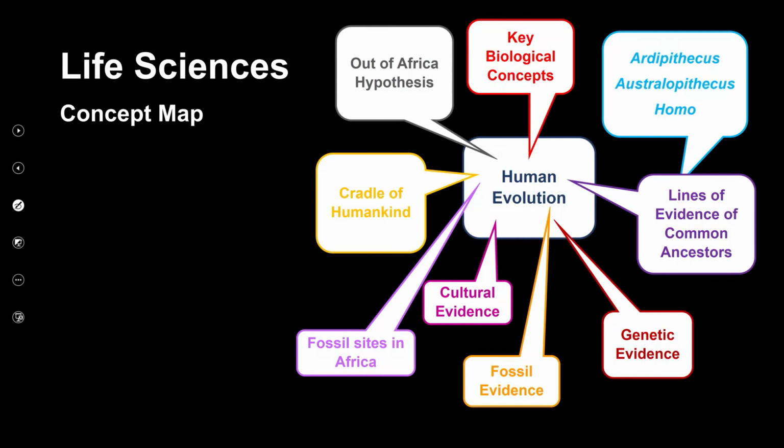Okay, so we have had a look at our key concepts. We've had a look at the different humans or ancestors or hominins. We've had a look at how they evolved. We looked at genetic evidence. We looked at fossil evidence. We looked at cultural evidence. We looked at the fossil sites, which are very important in Africa. We looked at the cradle of humankind, which you need to know. And now what we're going to look at specifically is the out of Africa hypothesis.